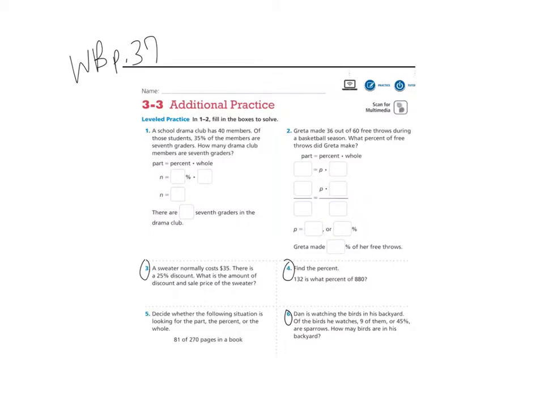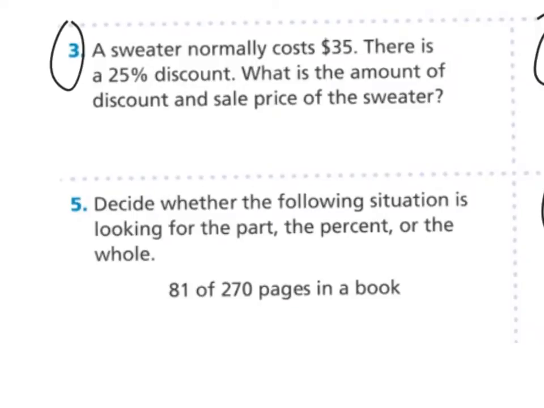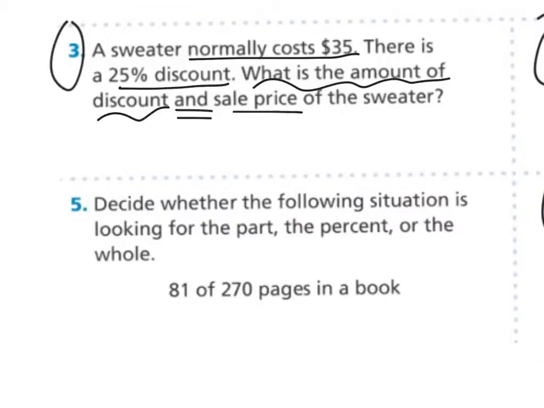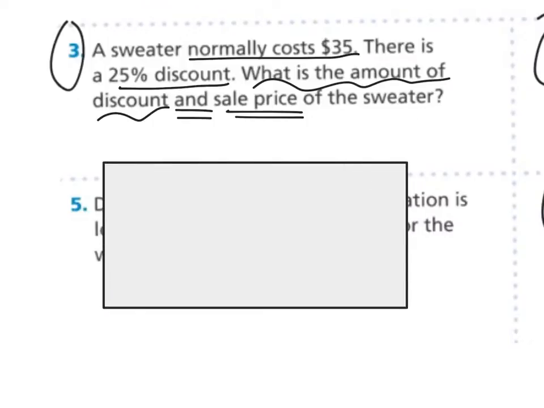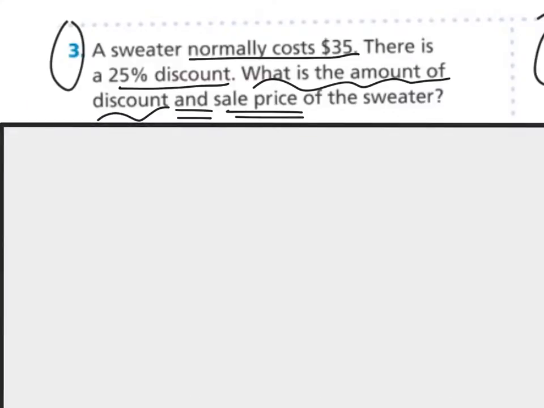So we're going to look at a few problems here, workbook page 37. So let's look at number 3. Sweater normally costs $35. There's a 25% discount. What is the amount of discount and sale price of the sweater? So there's actually 2 different things they're asking us to find here, so make sure that you come up with 2 different answers. So if you want to, we can call it like part A, part B, something like that.